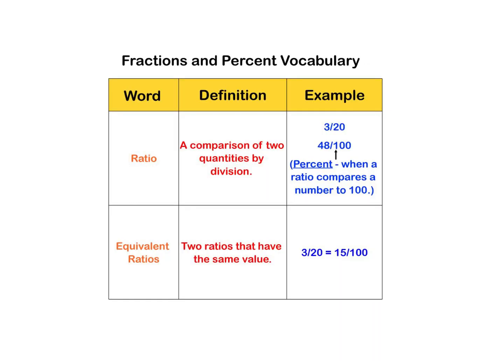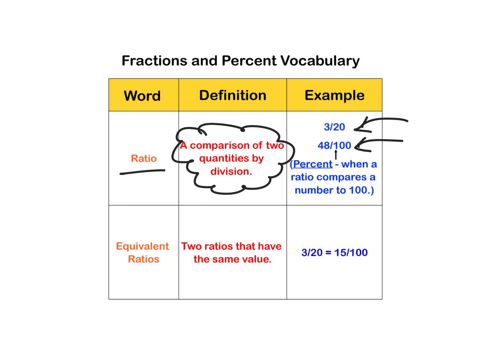A couple of vocabulary words that we want to make sure that we understand. Ratio is a comparison of two quantities by division. So if we look, 3/20ths, 48 to 100 are all two different quantities compared by division. A percent is when a ratio compares a number to 100, like right there. Equivalent ratios are two ratios that have the same value. So 3/20ths or 3 to 20 is the same as 15 to 100, which is something that we want to make sure we understand when we are finding our percents.